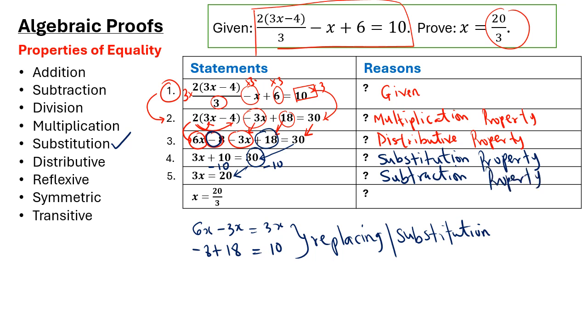Subtraction property of equality. All right, so from this step here, we go to step number 6. And in step number 6, dividing both sides by 3 finally gives us the final answer. So this is going to be the division property.